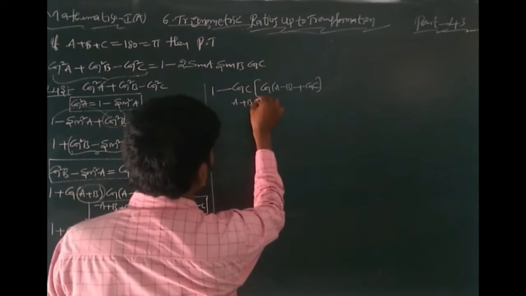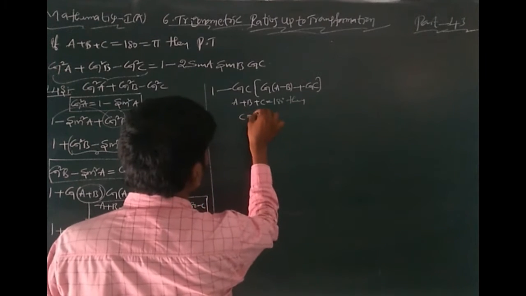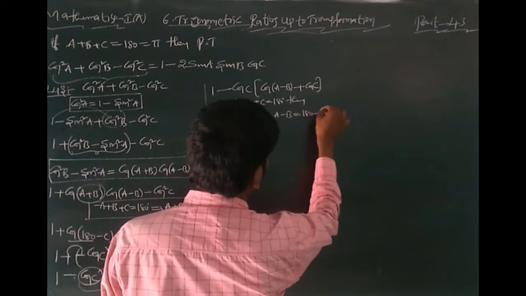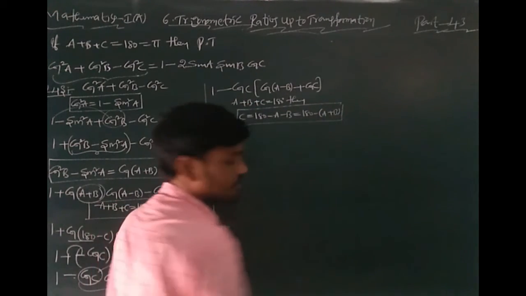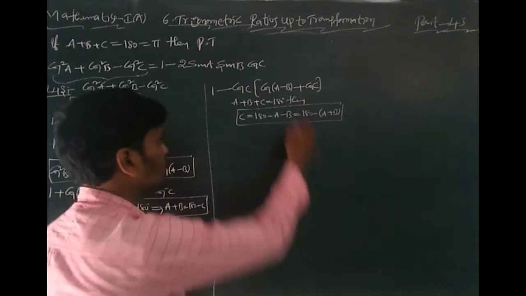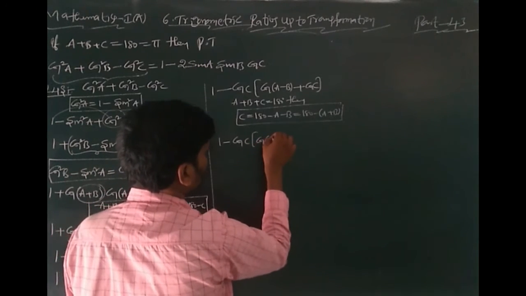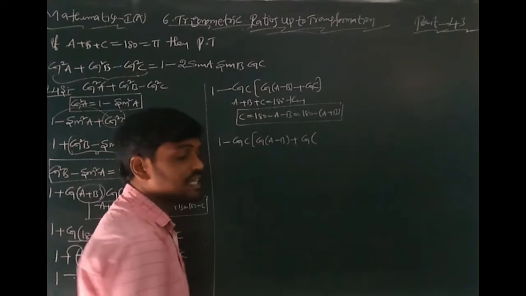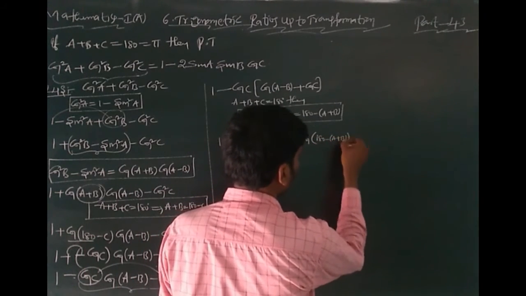Here, A plus B plus C equals 180 degrees. Then C is equal to 180 minus A minus B. You can write 180 minus of A plus B. This is the value of C. What is the C value? C value is 180 minus of A plus B. You can write here 1 minus cos C into cos of A minus B plus cos C. What is the value of C here? C value is 180 minus of A plus B.